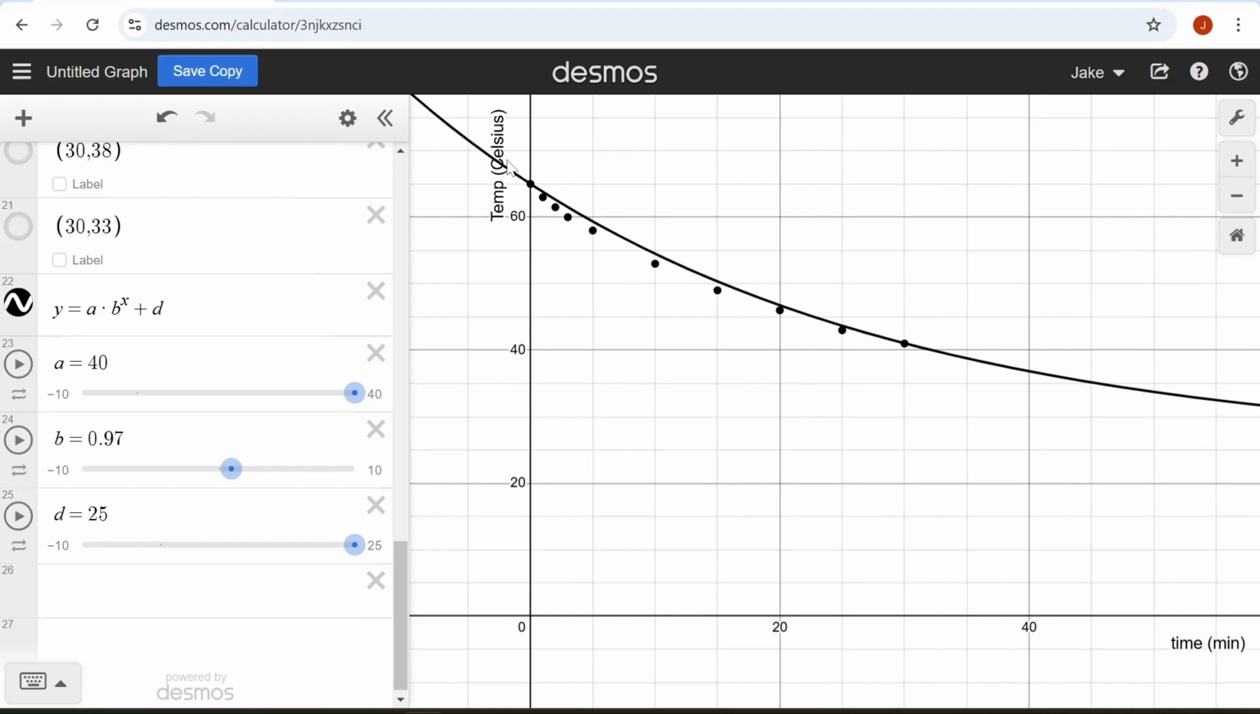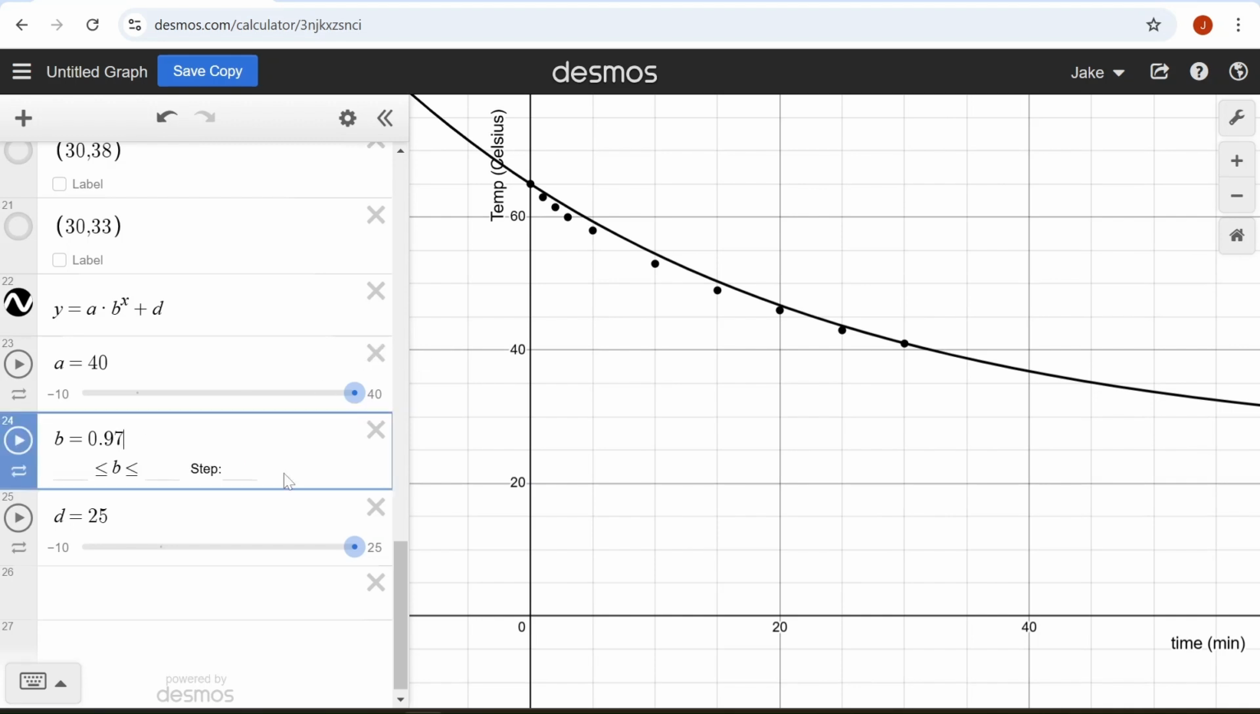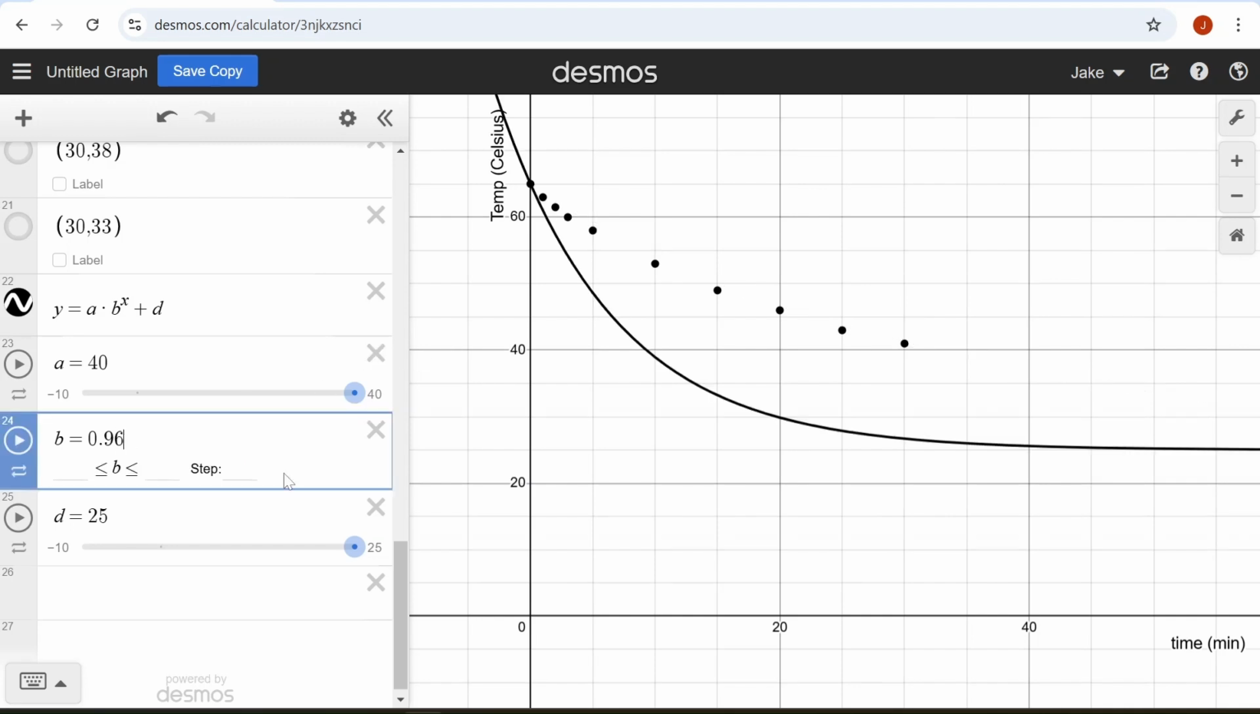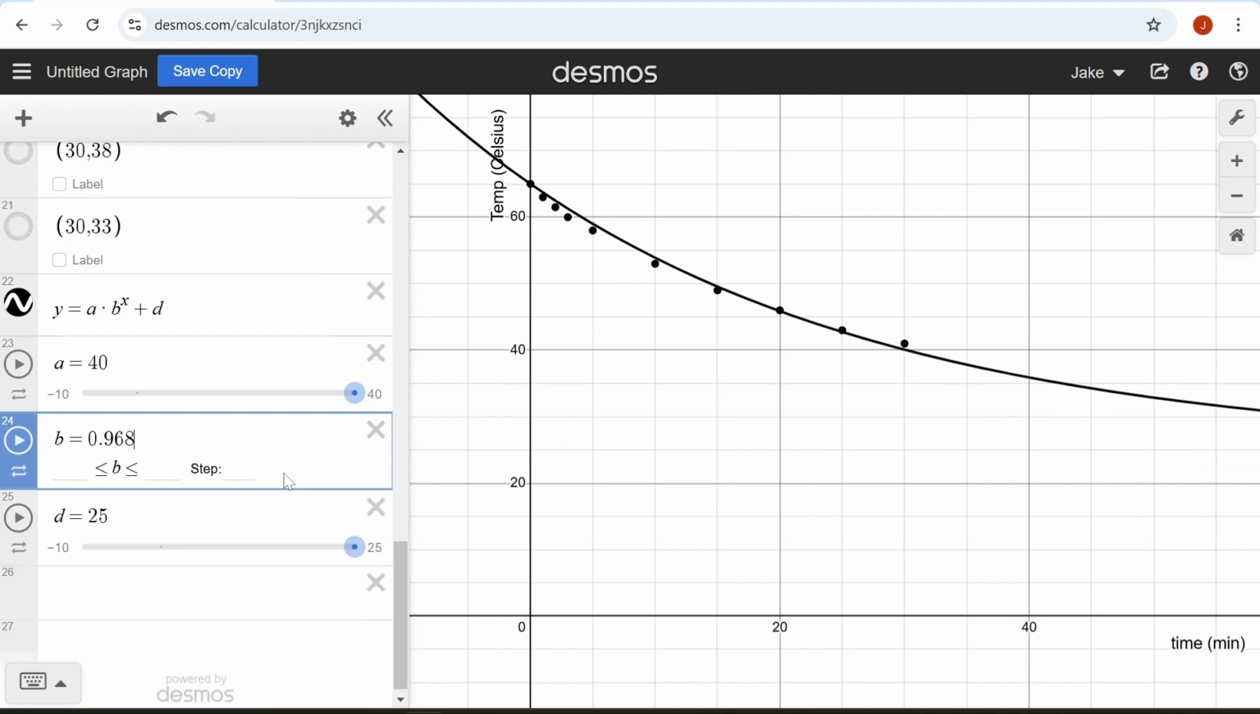Although whenever you're fitting a model, a good rule of thumb is to have the same number of dots underneath the line as you do above the line. So maybe I could make my B value a little bit lower just to accommodate for that. Maybe a tiny bit lower still. And that looks like a pretty good fit for our model.